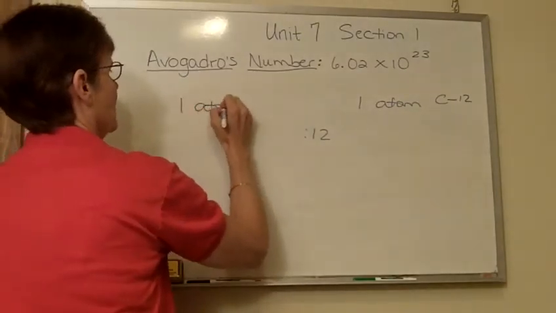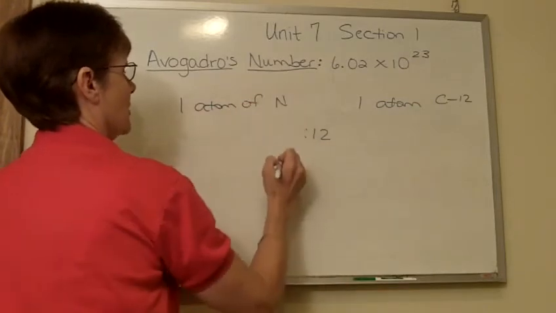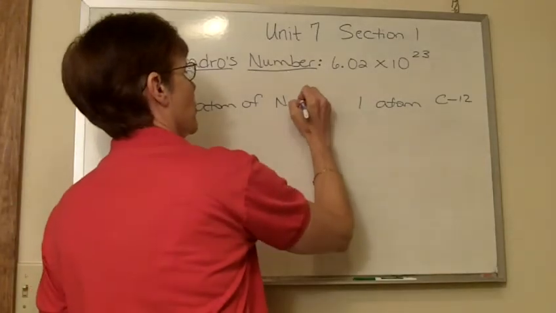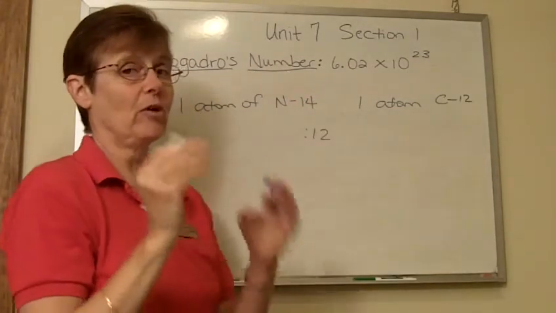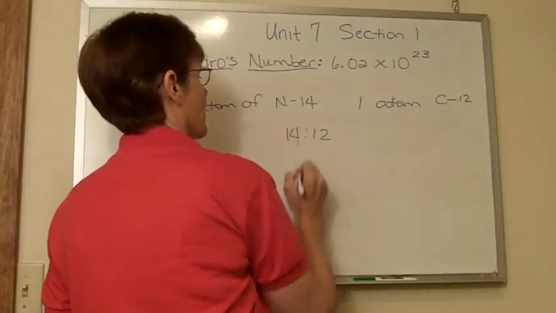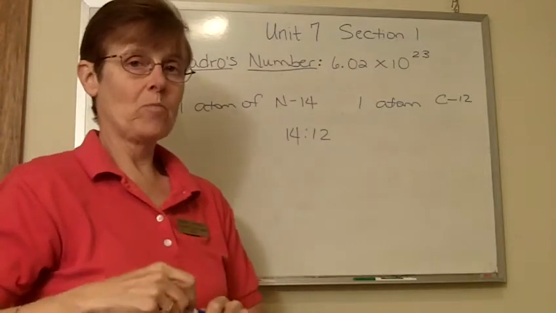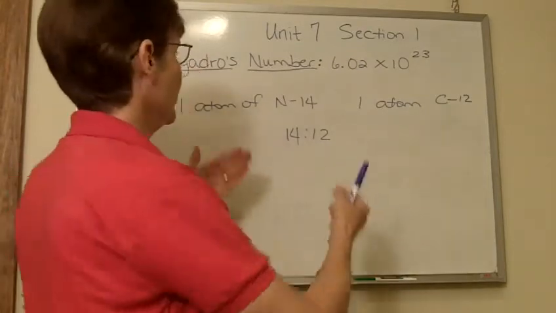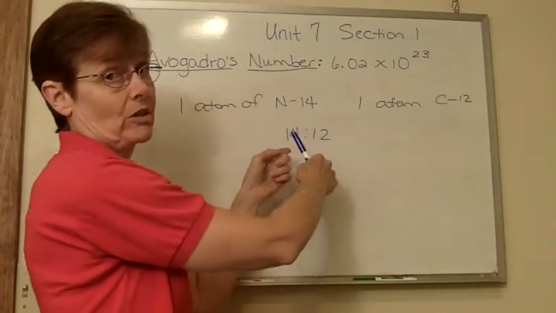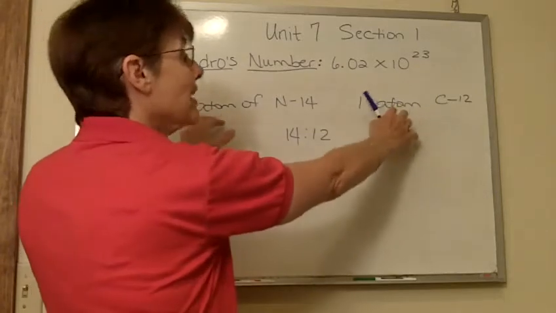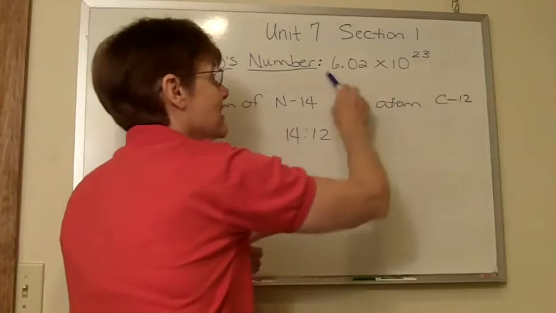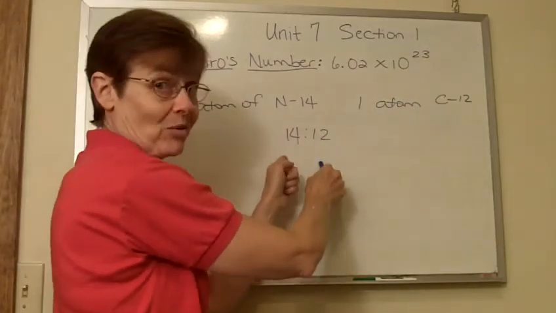1 atom of nitrogen. And if you look on your periodic table, you'll see that the mass is 14. And so we want to make sure that we are specifically talking about that isotope because there are other isotopes. So that's a 14 to 12 ratio. Okay, using the same logic, we could say that if I use 2 atoms of each, the ratio will still be the same. If I have 1,000,000 atoms of each, the ratio will still be the same. If I have this number of atoms of each, the ratio will still be the same.